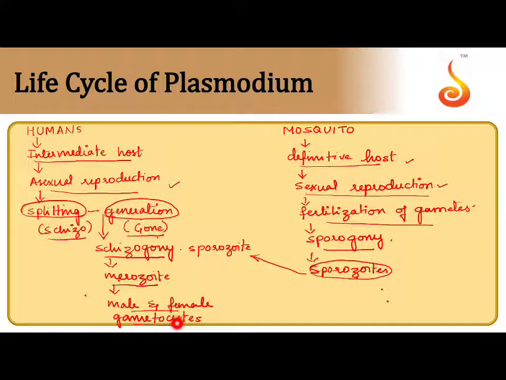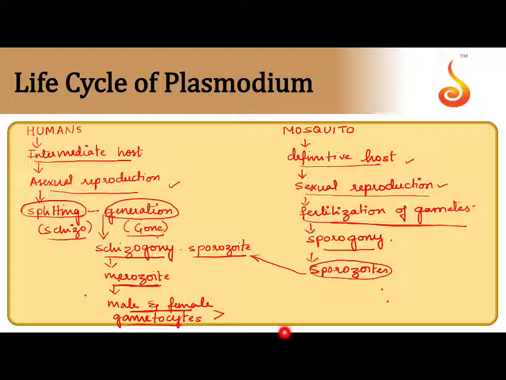This schizogony starts off when an infected mosquito bites a normal human. Sporozoite passes from the saliva of the mosquito's mouth and enters into the blood cell of the human. When it is entering the blood cell, we now call it merozoite. Merozoite undergoes a lot of pathways, which we will be looking into, and then forms male and female gametocytes. These male and female gametocytes fertilize inside the mosquito, and this is why we call the mosquito the primary host.